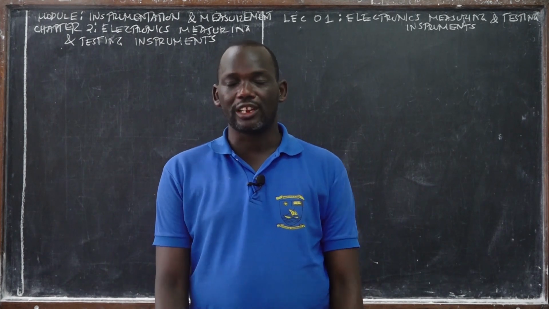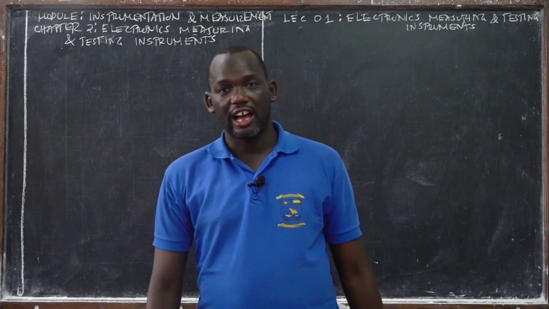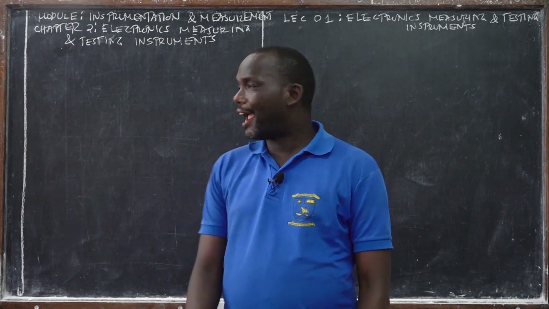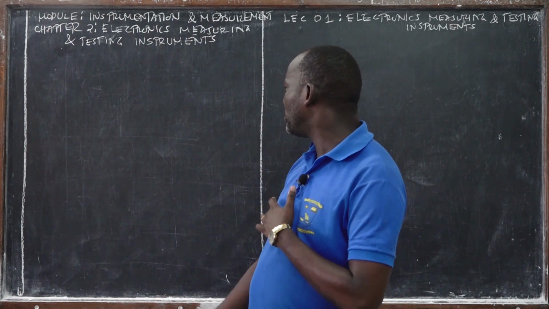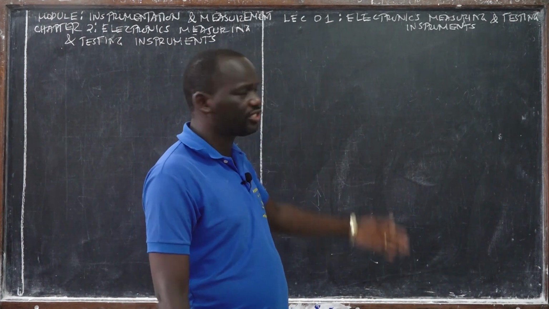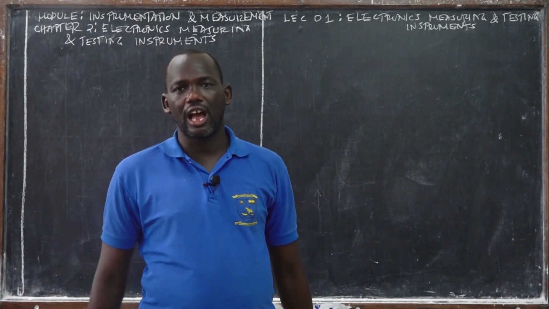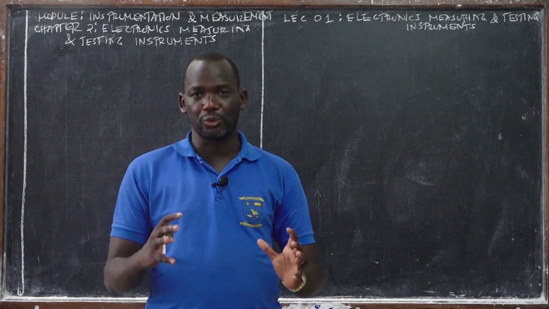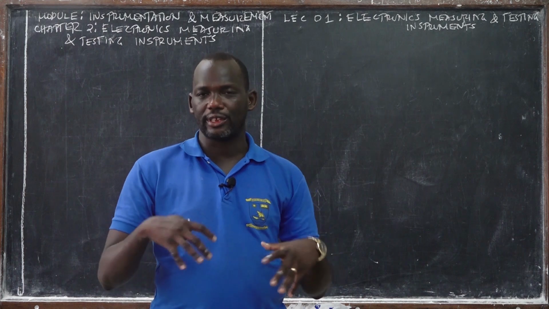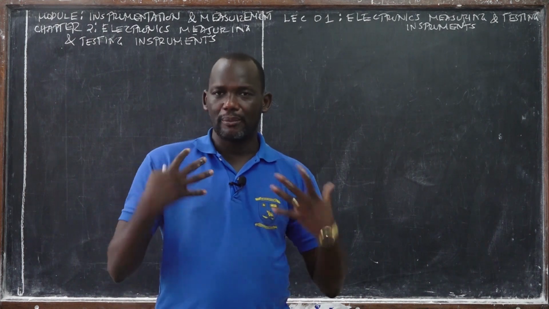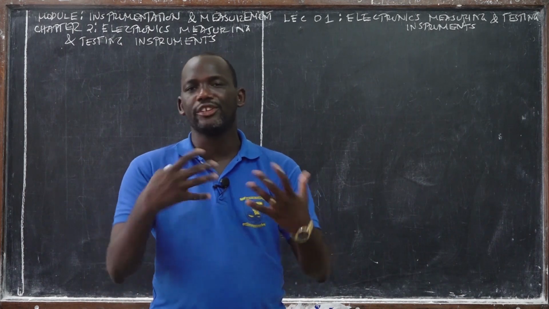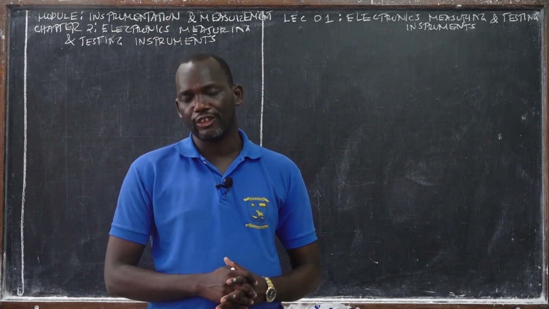We are training a number of modules, and one of the modules is called instrumentation, electronics measuring, instrumentation and measurements. Very interesting module, and we are in chapter 2 that's called electronics measuring and testing instruments. We are heading to lecture 1. It's a very interesting topic because you are going to be exposed to different electronics measuring and testing instruments. In the first topic, we are introducing the measurement parameters, and then we discuss how you can read the user manual of an electronics measuring instrument.